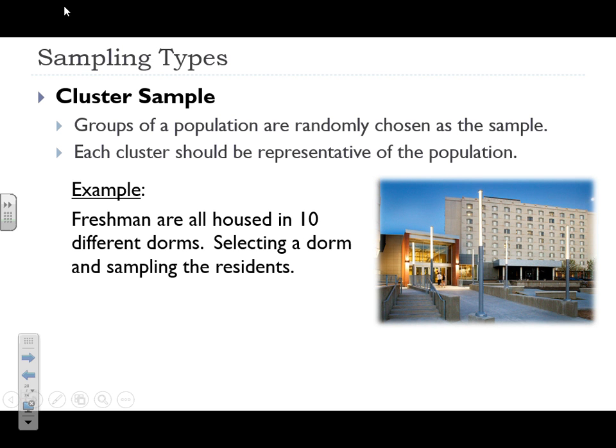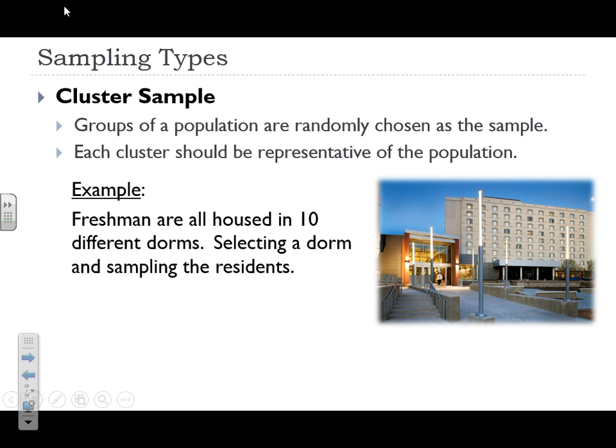So here's another example from your book. I think they talk about the University of Texas, a pretty large university. And they say freshmen are all housed in 10 different dorms. The problem was they wanted to gather some information about freshmen at University of Texas. Now you could do an SRS, so you could get a list from the college of all enrolled freshmen, but you'd run into the same type of problem that we ran into with our sentence problem. You have thousands upon thousands of freshmen at University of Texas, right?